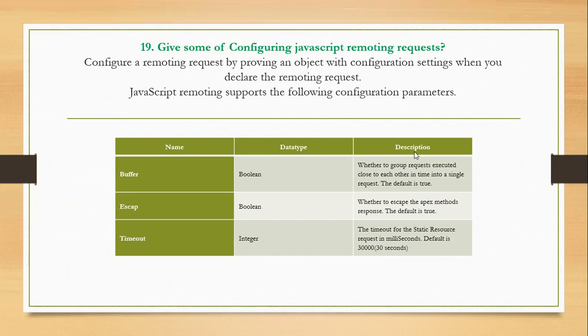Name, data type, description. Buffer, Boolean: whether to group requests and execute each of them in a single request; the default is true. Escape, Boolean: whether to escape the Apex method's response; the default is true. Timeout, integer: the timeout for the request in milliseconds; the default is 30,000, which is 30 seconds.